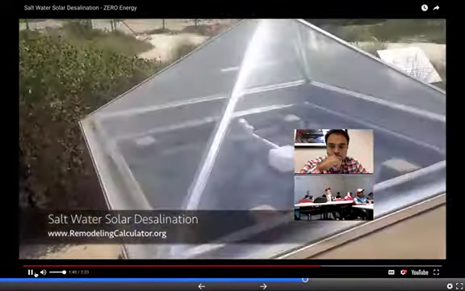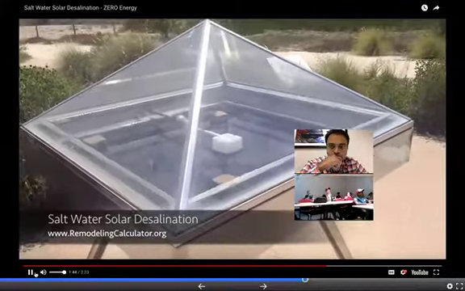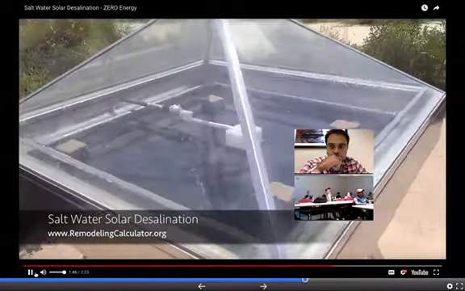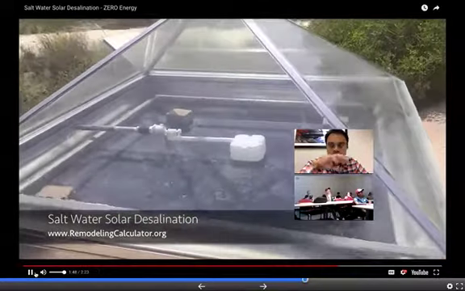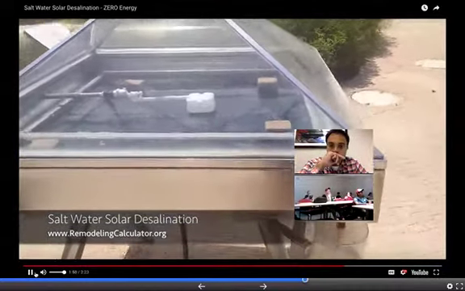So that's what's being done in Israel. Actually, now Israel produces 60% of its fresh water from seawater, but it uses a lot of energy.